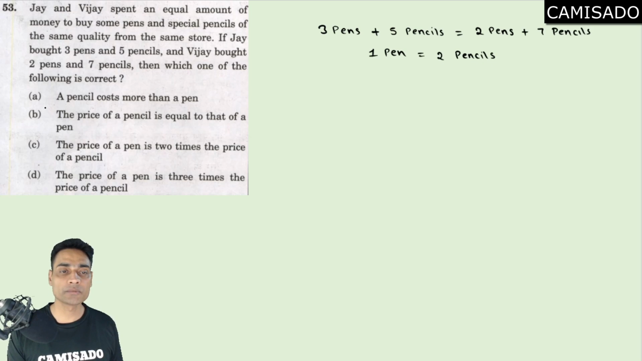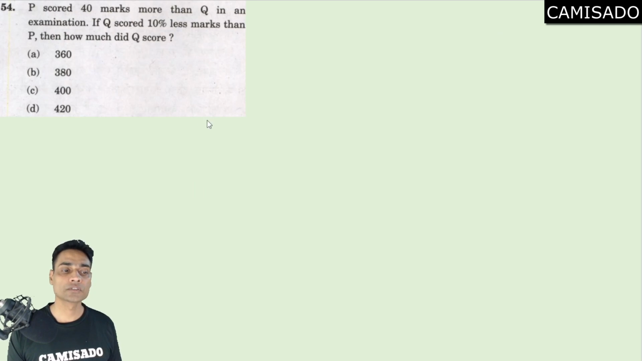So now we can see the statements. A pencil costs more than a pen? No. The price of the pencil is equal to that of the pen? No. The price of the pen is 2 times the price of the pencil? Yes. So C is the correct option. Now next.